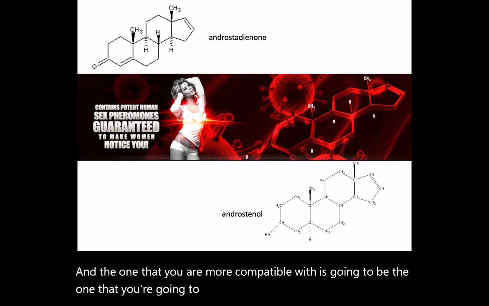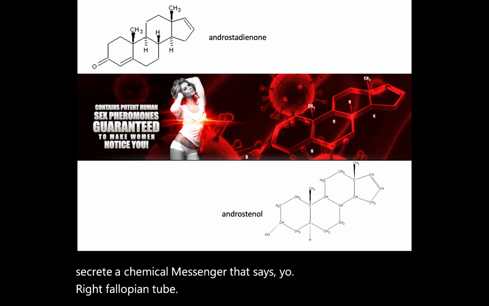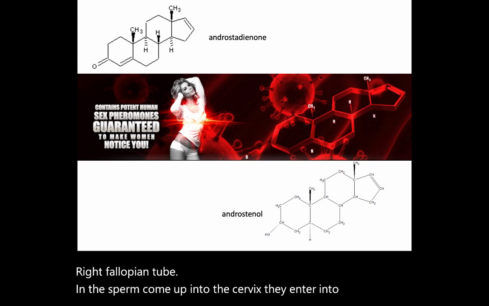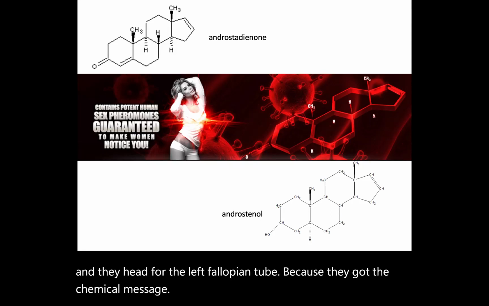And when the egg is ovulated, it secretes a chemical messenger that says, yo! The right fallopian tube. And the sperm come up into the cervix, they enter into the uterus, and they head for the left fallopian tube because they got the chemical message. It's all rooted in pheromones.